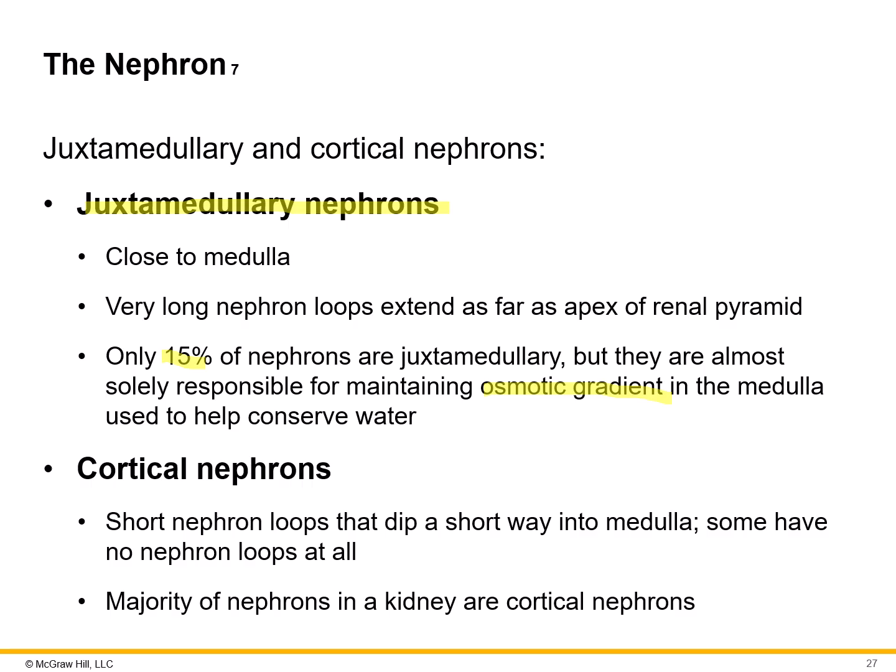Cortical nephrons have a much shorter loop of Henle. They maybe dip only a short way into that medulla. Sometimes they don't even have a nephron loop at all. So very different composition here. And the majority of your nephrons are going to be cortical nephrons.